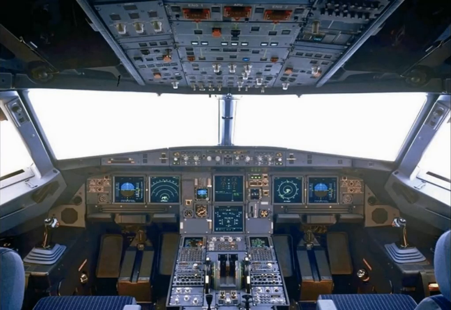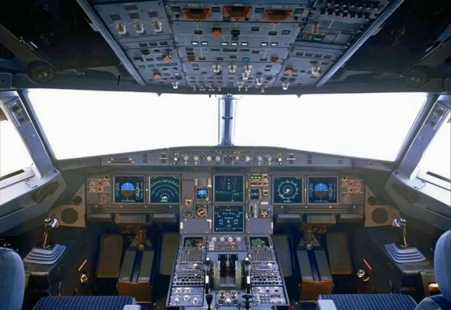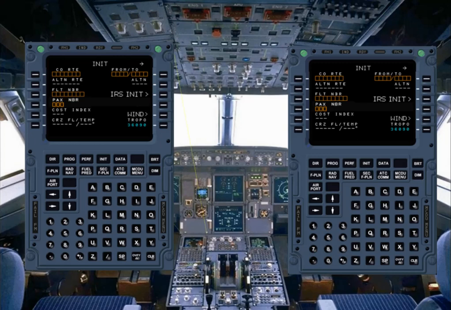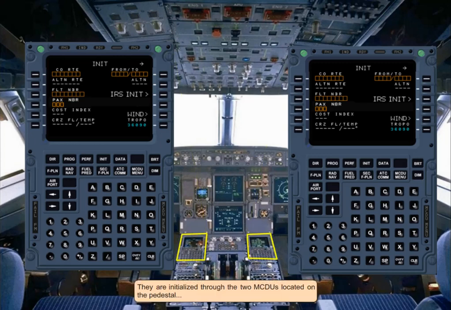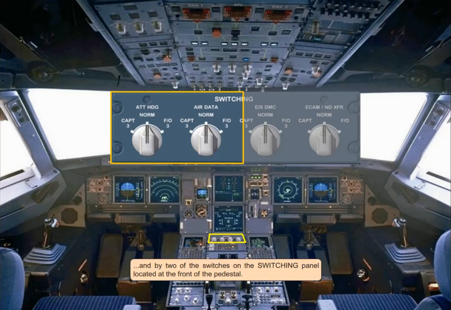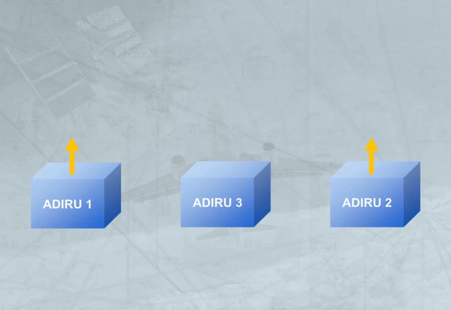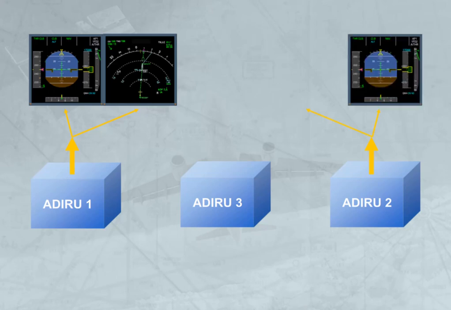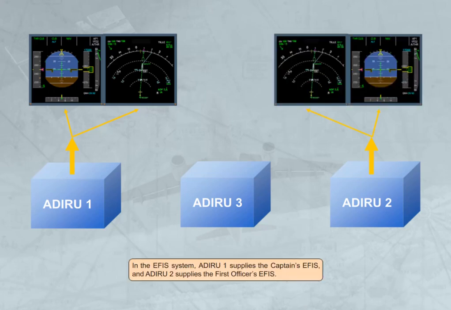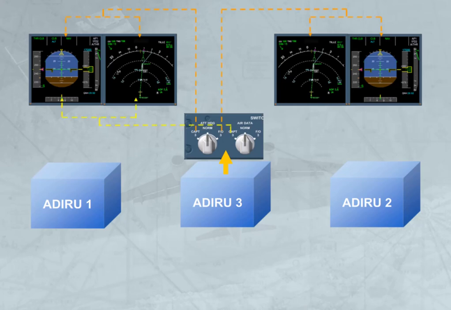The three ADIRS are controlled through the ADIRS panel, located on the overhead panel. They are initialized through the two MCDUs located on the pedestal and by two of the switches on the switching panel located at the front of the pedestal. Independent data is supplied by each ADIRU. Let's see an example of this. In the EFIS system, ADIRU 1 supplies the captain's EFIS and ADIRU 2 supplies the first officer's EFIS. ADIRU 3 is available as a backup to either EFIS system via the switching panel.